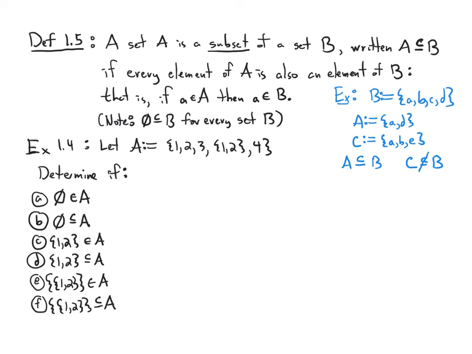And the final thing, well, is B a subset of itself? Let's see if it satisfies the definition. Is every element of B also an element of B? Well, A is an element of B, B is an element of B, C is an element of B, and D is an element of B. So the set is a subset of itself. In fact, every set is a subset of itself. This always holds.